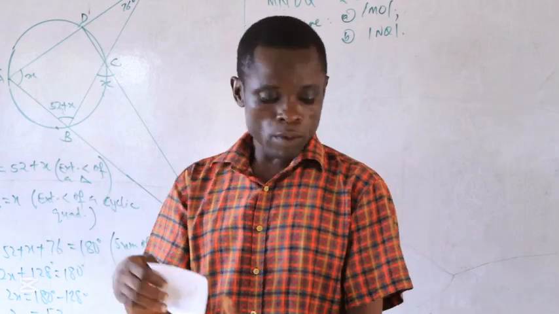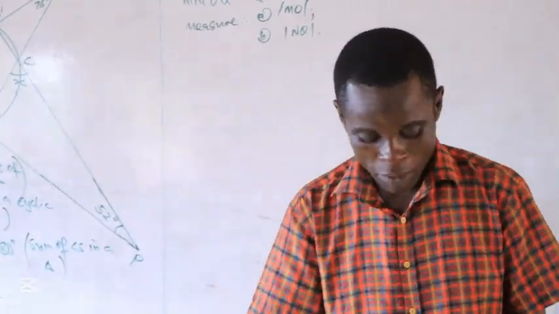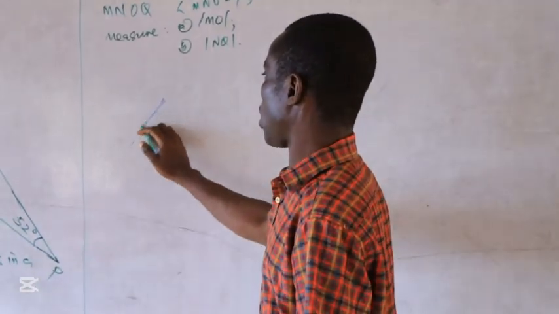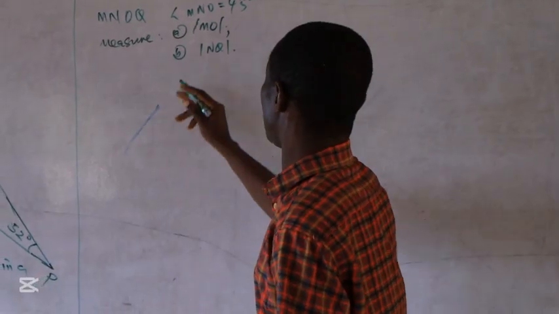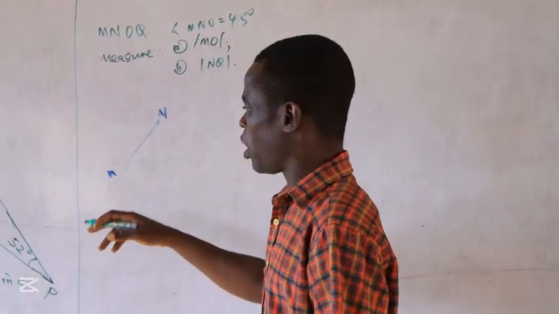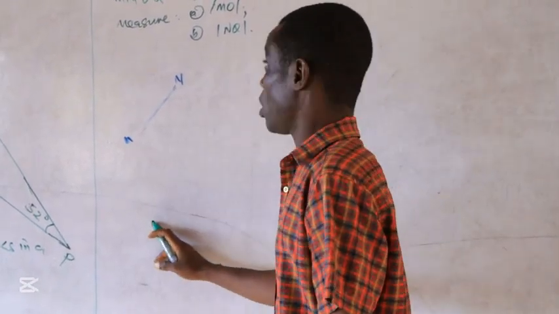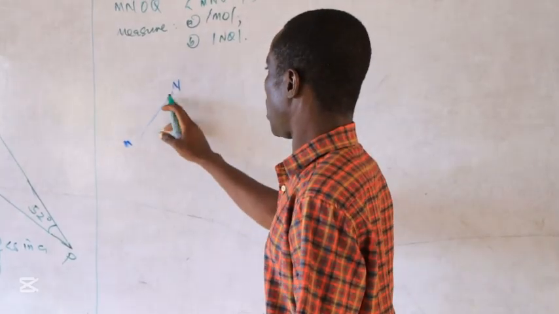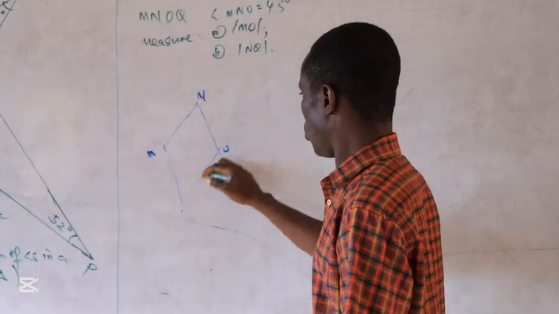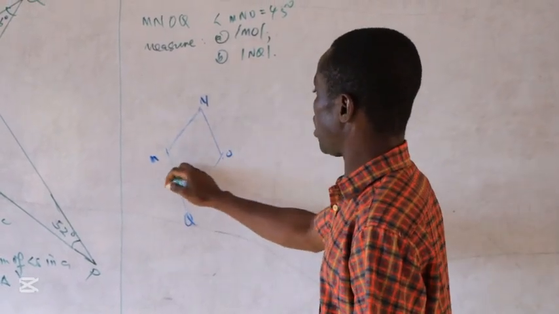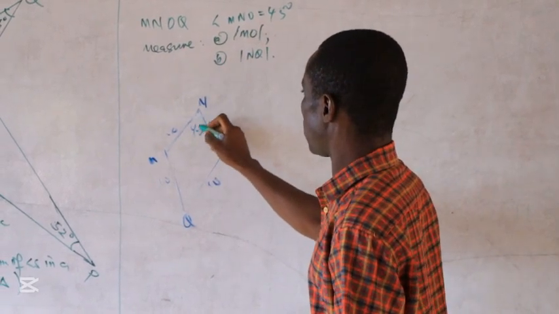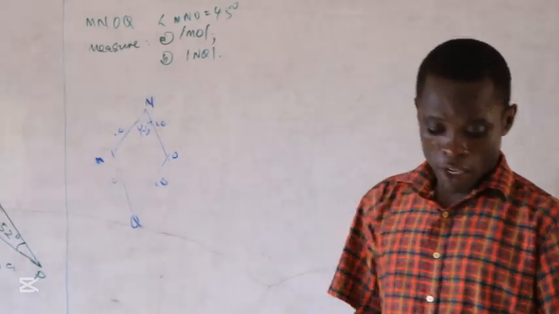Is that taken? Now, to draw this, let me start with the rough sketch. We are going to have four sides. Let's say MNOQ. This thing must be in order. MNOQ. The thing is in order now. We have 10, 10, 10, 10. Then angle MNO is 45, and angle MNOQ is 40. This is 45. So this is the diagram. It's very simple to draw.